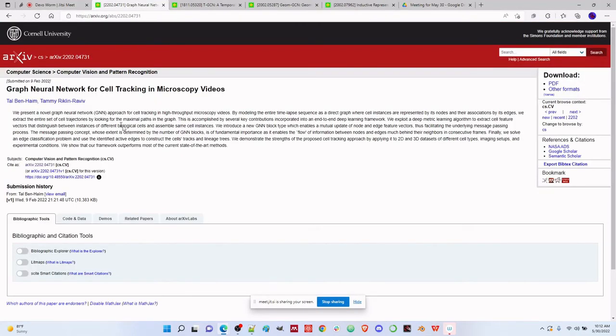So the first one he mentioned was Graph Neural Network for Cell Tracking in Microscopy Videos. This is on the arXiv. This is where they present a novel graph neural network approach to use for high throughput microscopy videos. So this is a nice paper that talks about how to extract data from microscopy videos and build a graph neural network from it.